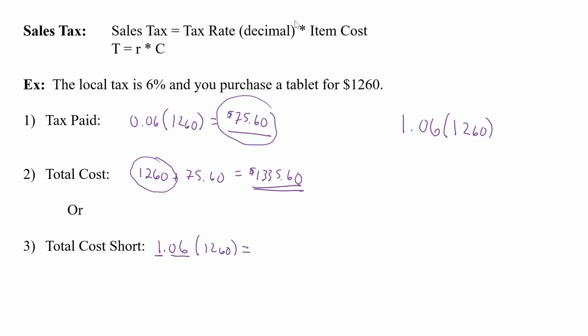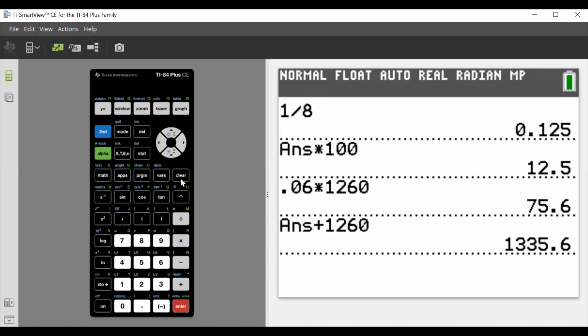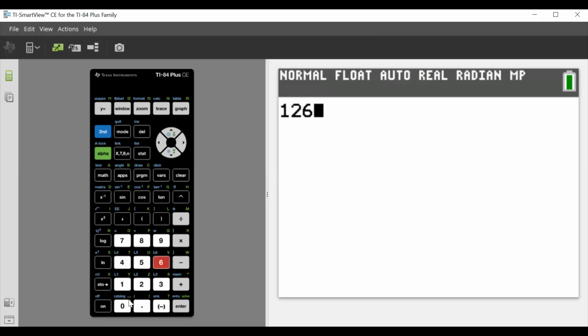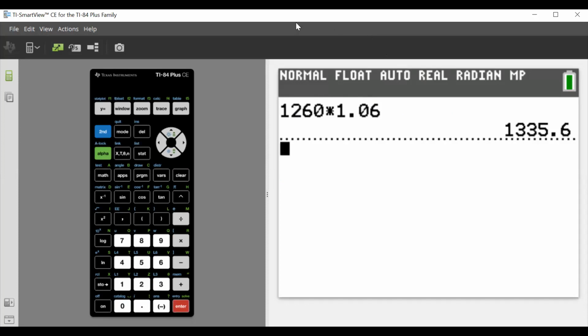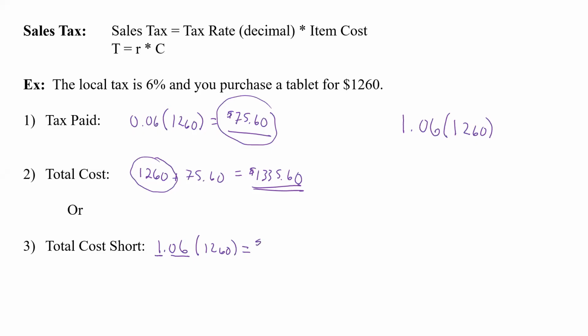So let's test that. Let's clear all that out. If we take 1260 times 1.06, and again, the whole being 1, 0.06 being the tax on it, we get 1335.60. Okay, and so we do get the same thing. And so that is a shortcut to do it.